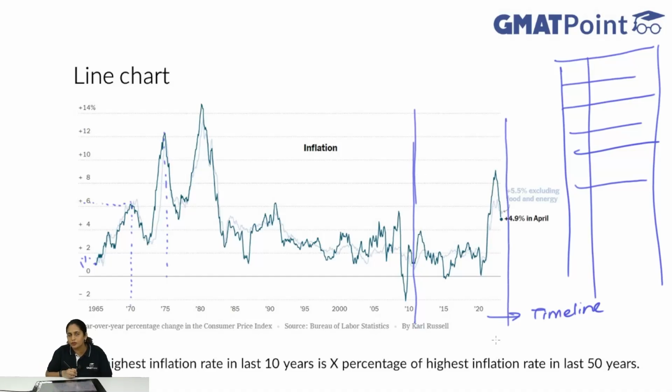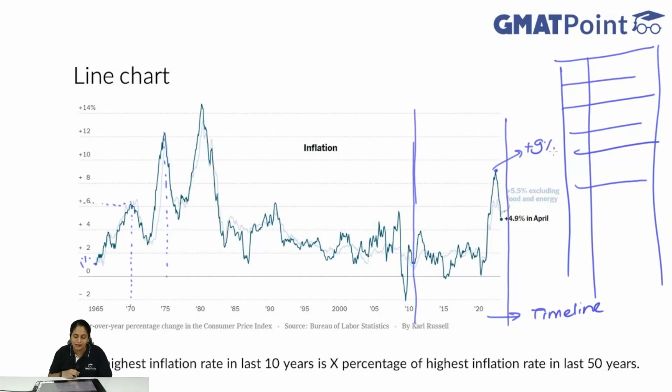Do you need to quantify it to find out when is the highest inflation? What is the highest inflation? Clearly by visually seeing this, I can see that this is the peak. So this peak is basically the highest inflation, which is somewhere midway between 10 and 8. So the highest inflation in the last 10 years is around 9%, and I can visually see that it is the peak in this period of 10 years.